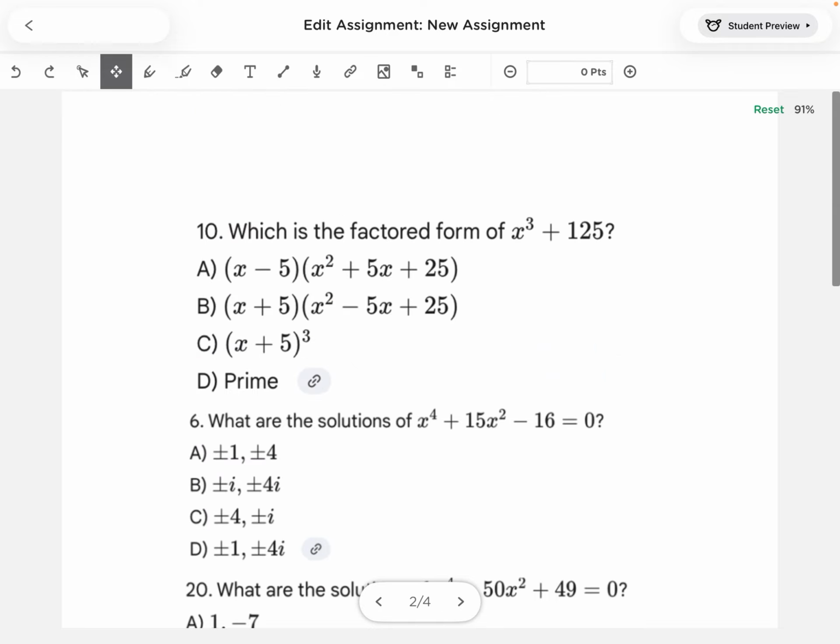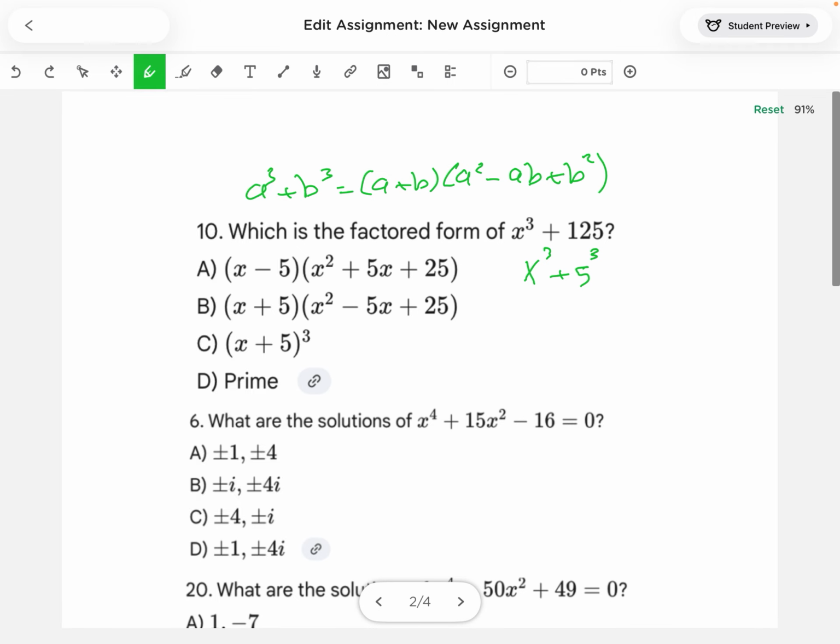Next one, this is a sum of cubes. We have to memorize the rule and apply it. We know that 125 is x to the power 3 plus 5 to the power 3. So I have a to the power 3 plus b to the power 3. So it will be a plus b, a squared minus ab plus b squared. So this is a, well 5 is b. The rule says x plus 5, then x squared minus 5x plus 5 squared, which is 25. Well, answer is B.